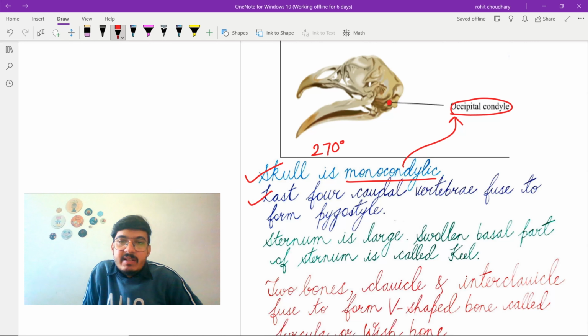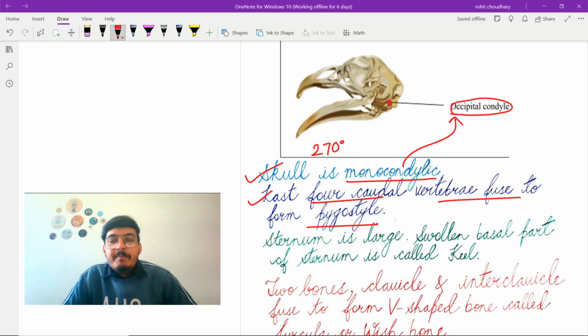The next feature is that the last four caudal vertebrae fuse to form the pygostyle. The pygostyle is part of the axial skeleton of the bird. It is a flat bone created by the fusion of the final few caudal vertebrae into a single ossification. It serves as the attachment site for tail feathers and muscles, thus providing flight stabilization. The pygostyle helps in wagging of the tail.